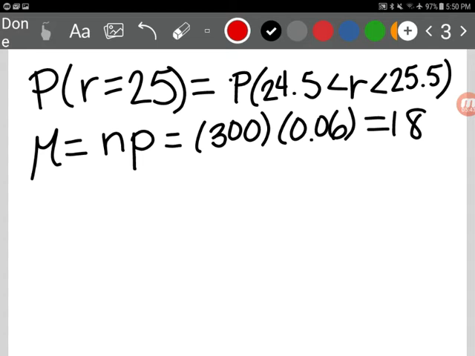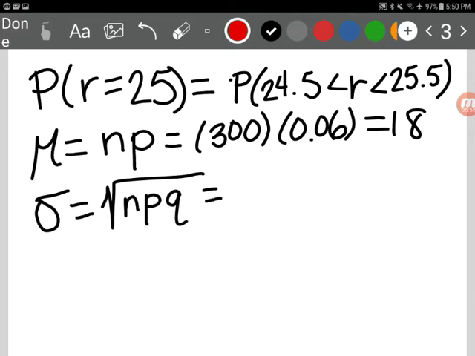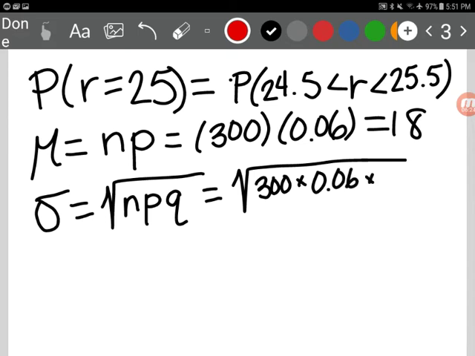Let's now find our standard deviation. These formulas are on page 344. Standard deviation is the square root of n times p times q. We know that variance is the standard deviation squared. So if you hear the word variance, you know that's just your standard deviation squared. My n again is 300, times my p, which is 0.06, times my q, which is my failures, 0.94.